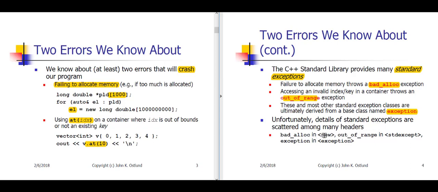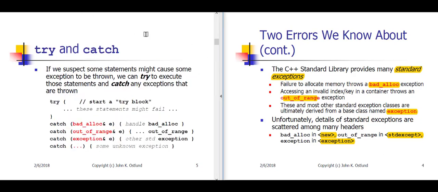bad_alloc is described in the new header. out_of_range is described in the stdexcept header. And exception itself is described in the exception header. So let's take a look at how we could use this in actual code. Here on slide 5, we have what's called a try block, meaning that we're going to try to execute a sequence of statements. We have a suspicion that one or more of those statements might fail and throw an exception.